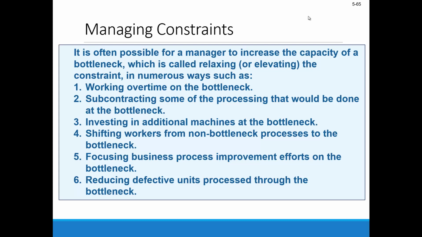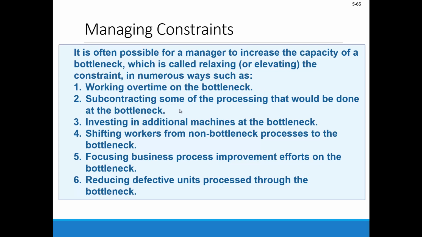So there are a few more things for us to consider in terms of managing these potential constraints in our production process. It is fairly often possible for managers to increase capacity of these constraints or bottlenecks, and we just call that relaxing or elevating the constraint. So some ways we might be able to do that, and we alluded to some of these earlier, is working overtime on the bottleneck. So again, if it's just a matter of we don't have people working around the clock on this thing, maybe we can have them work overtime on that particular part of the process.